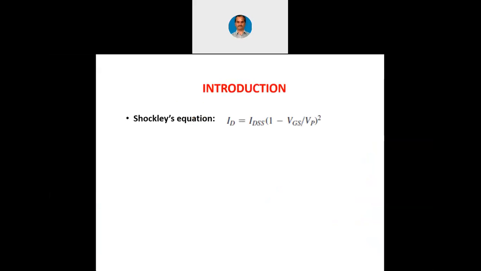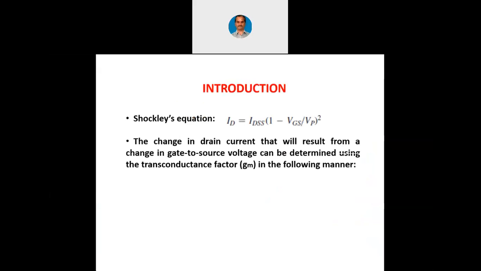Introduction, you already know Shockley's equation. Anyway, I will repeat for you because you should remember this. ID equals IDSS into 1 minus VGS by VP whole squared. That is Shockley's equation. The change in drain current that will result from a change in gate to source voltage can be determined using the transconductance factor in the following manner.